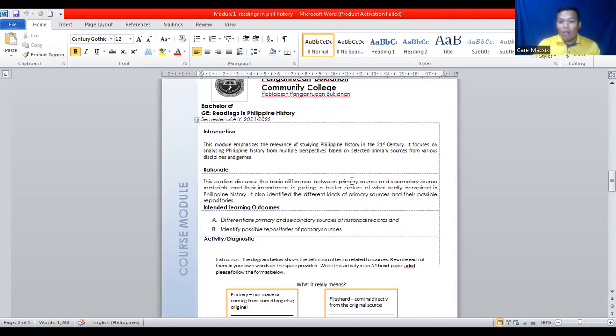So intended learning outcomes is what is after the lesson or after the module, what is expected from you. So you're expected to differentiate. Differentiate is meaning you can tell this is primary source and you can tell that this is secondary source from our historical records. So there are a lot of books printed today. We don't know if it is primary or secondary source. Is it true or is it kanang kuan?